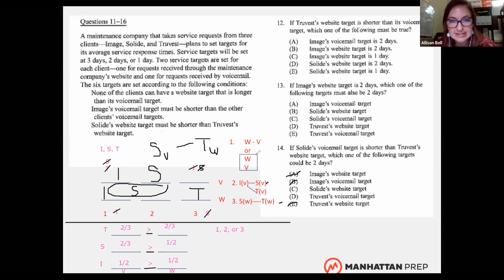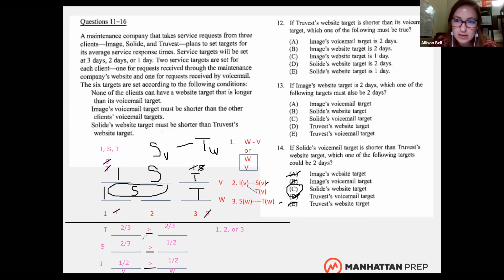What about T? So I've got website before voicemail or the same. T's website is in space 3. So its voicemail is going to have to be in space 3 as well. So that means this voicemail is not 2 days, which by cross elimination is going to show me the only option here is C. Let's see how that would look at the bottom.